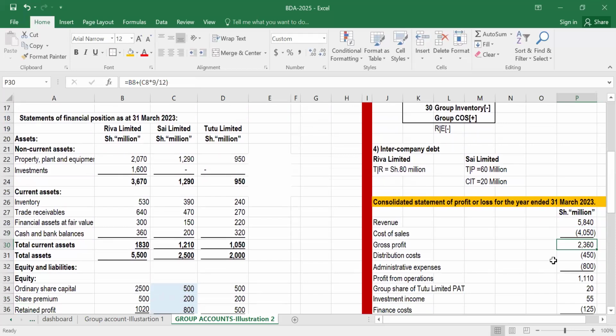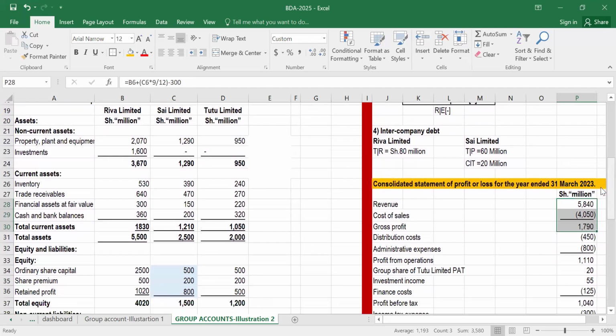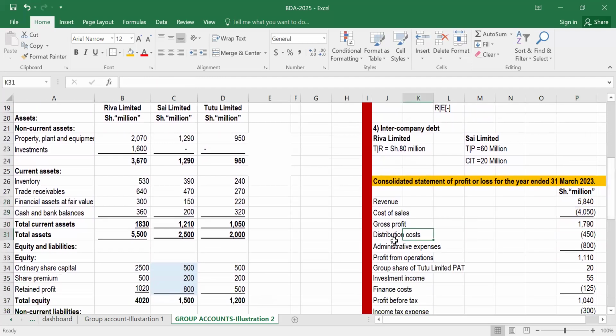Yes. I enter. And the gross profit, I think we need to recompute this afresh as the difference between these two. Yes, that will give us 1790. What about the distribution cost? The distribution cost, this one does not have any adjustments. Actually, in the question for group accounts, if you can recall, always these are free marks.